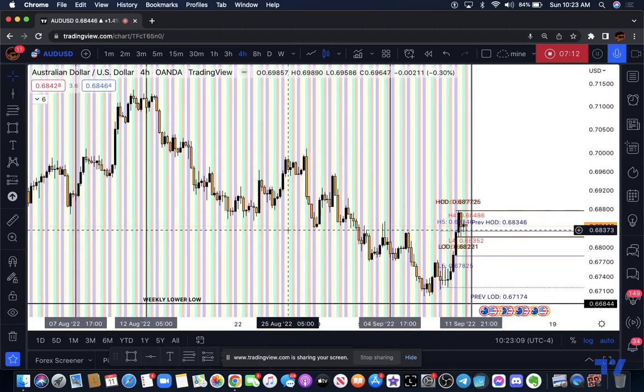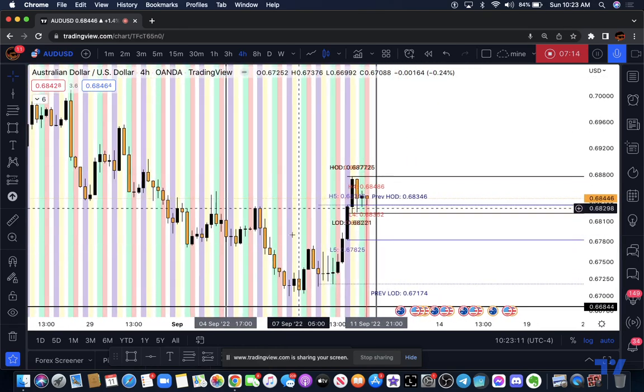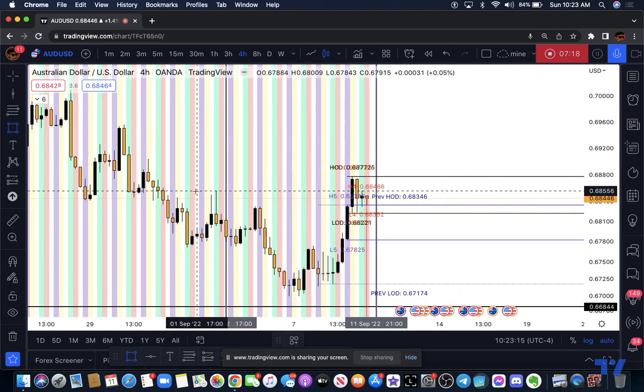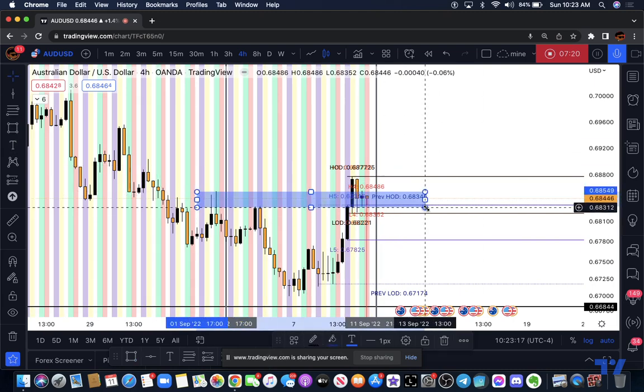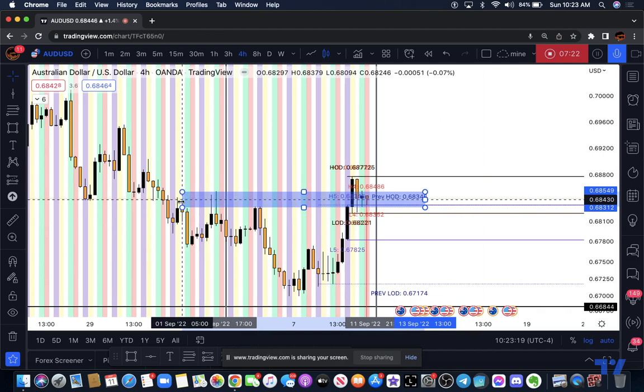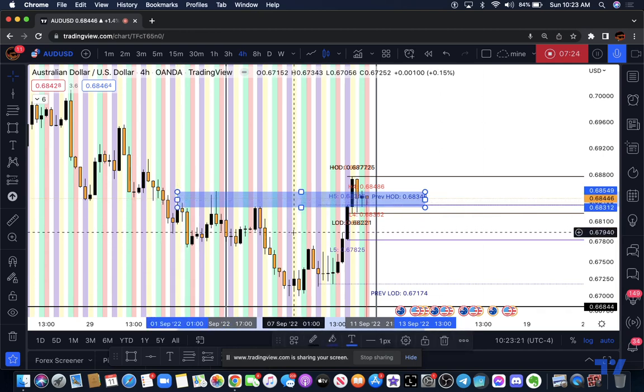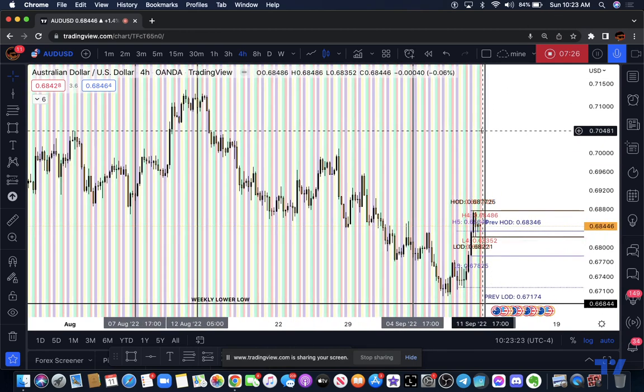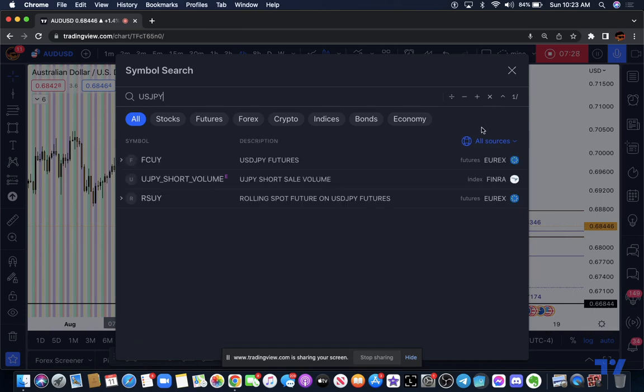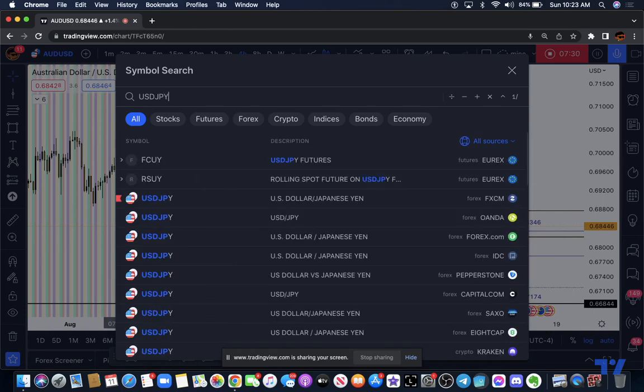Most likely we just wouldn't be watching this pair. I want to see price push up to the upside a bit more, but we do have a break of this H4 supply area right around there. Other than that, not really much else to break down with this pair. Last but not least, we have USDJPY.